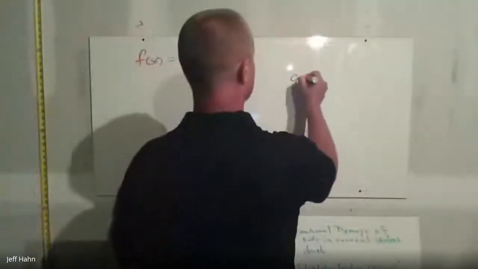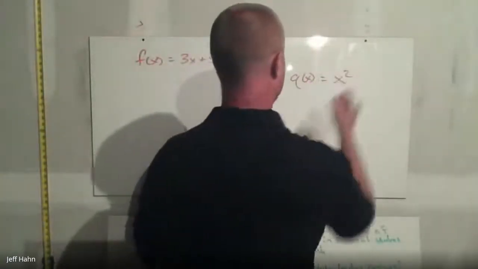Be easier. You can't see that real well. Let me slide it down. You get a glare. Q of x equals x squared. Good.